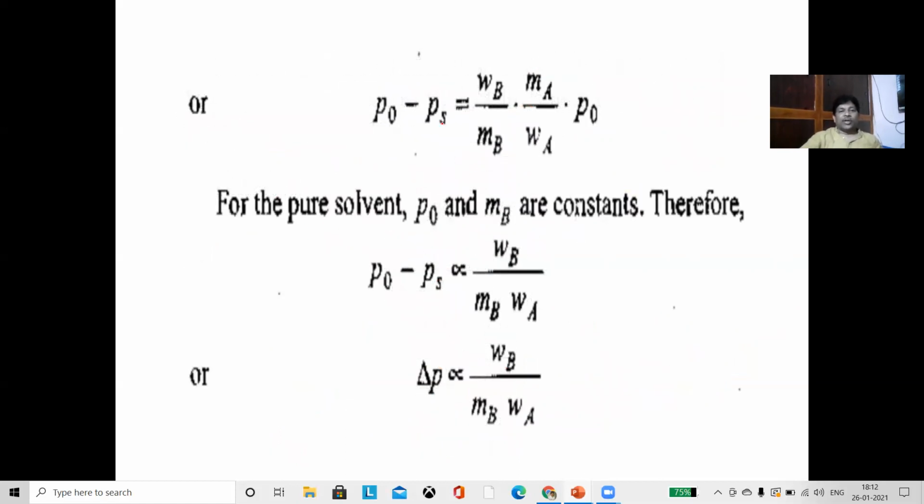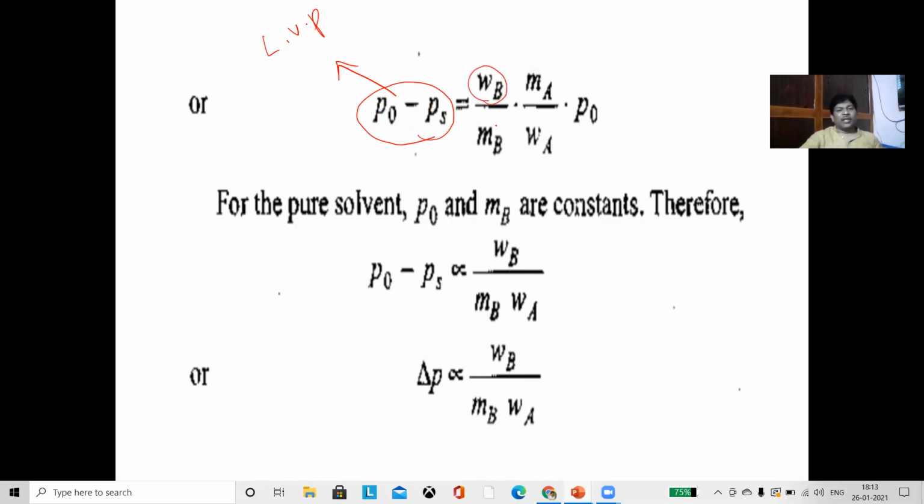Next here. P0 minus PS is the lowering of vapor pressure, LVP. The solution will have lower vapor pressure. The pure solvent has greater vapor pressure. Solvent vapor pressure minus solution vapor pressure is called lowering of vapor pressure.